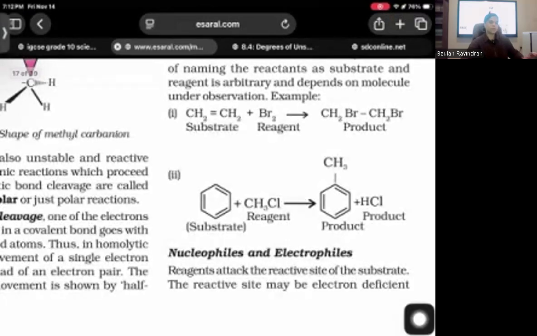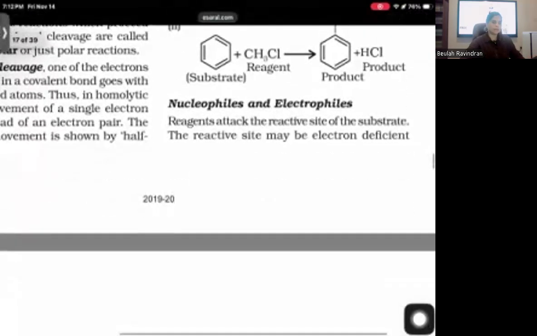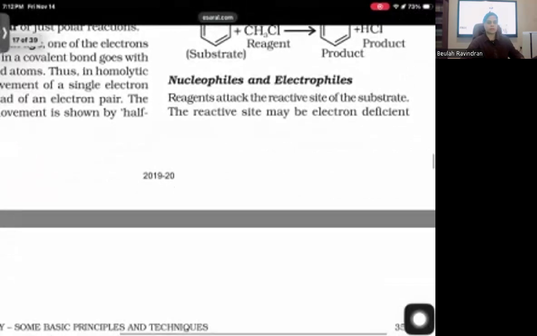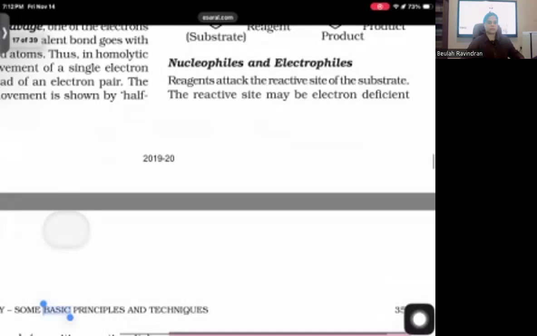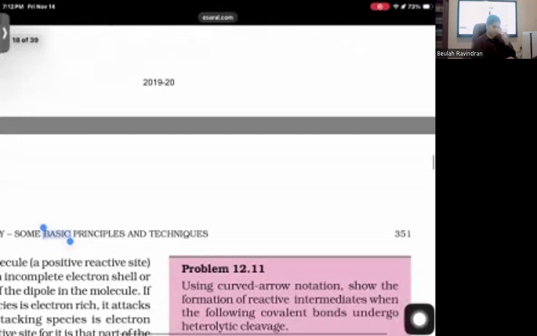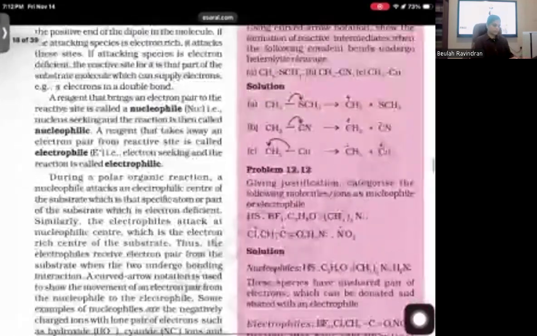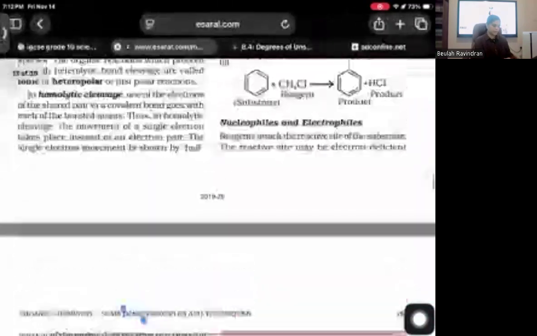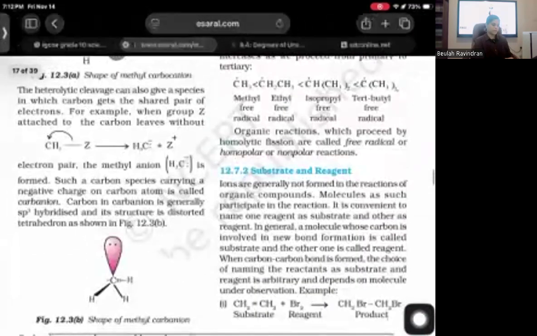So we'll see the next topic. The next topic is the nucleophiles and the electrophiles. What are nucleophiles and electrophiles? In this chapter only very small portions are given. I'll give you a very brief detail: what is the nucleophile and what is the electrophile?